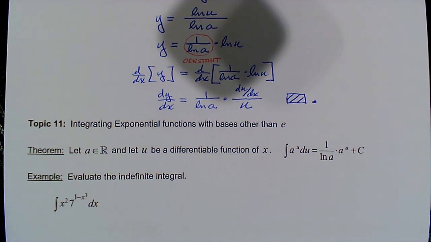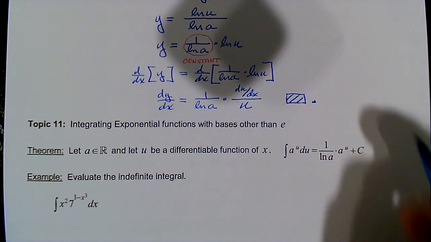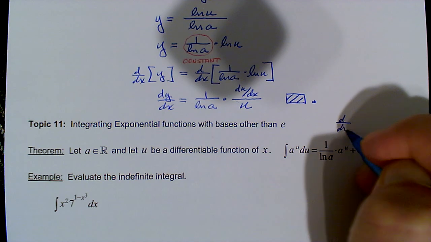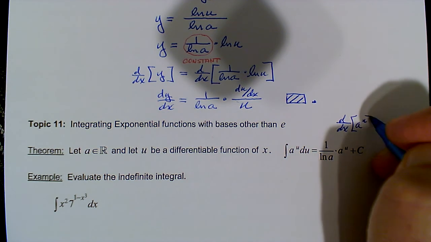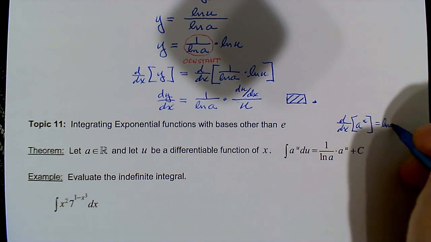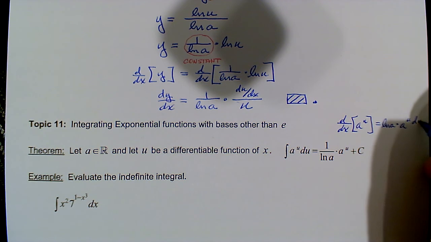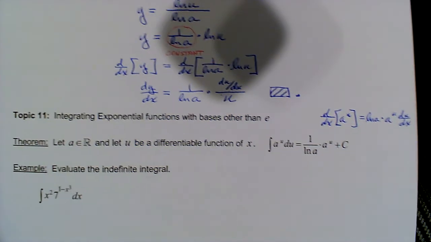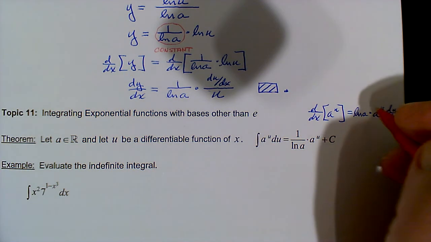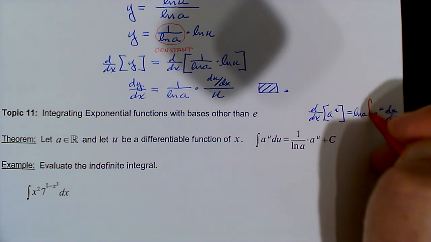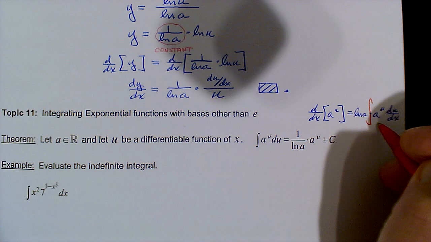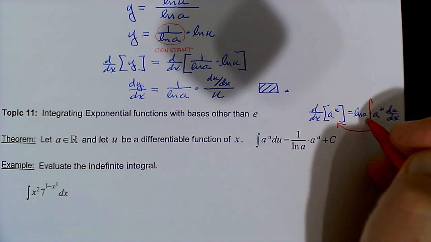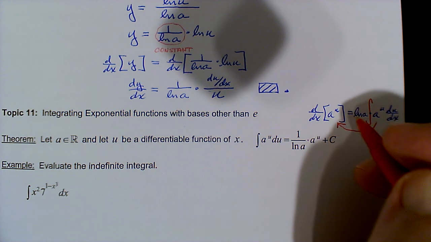That is, if we have the derivative formula for a to the u, it is natural log of a times a to the u times du dx, but we want to reverse that. So all we're doing is thinking about integration as anti-differentiation, and we want to reverse that. Let's ignore the natural log of a and just consider integrating a to the u. We're going to get back a to the u, but if we ignored the natural log of a in the differentiation, when we reverse the process, we get 1 over the natural log of a times a to the u.